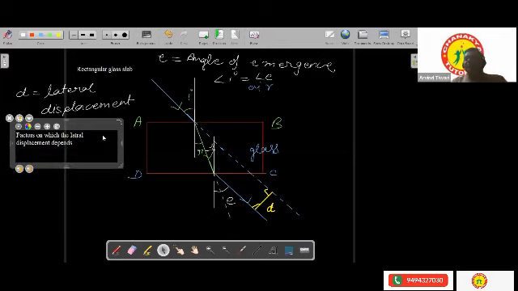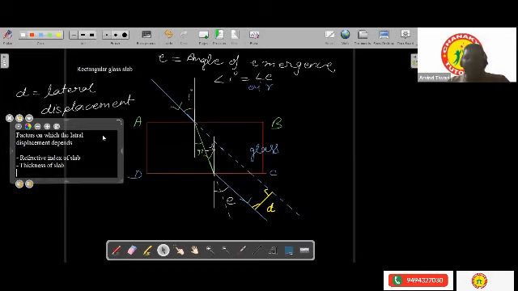The lateral displacement of the ray of light depends on the refractive index of the slab. It also depends on the thickness of the slab. So you must note down the different factors on which the lateral displacement depends, that is, the distance between the two light rays. It depends on the refractive index of the slab, it depends on the thickness of the slab, and it depends on the angle of incidence, or it is directly proportional to the angle of incidence.